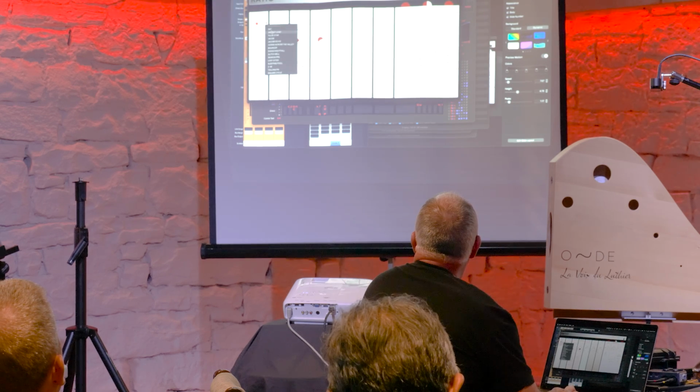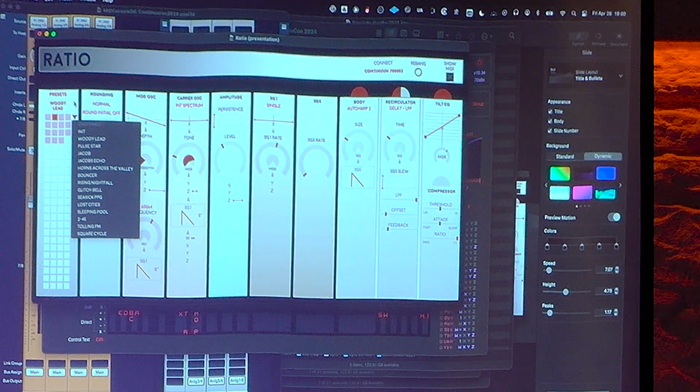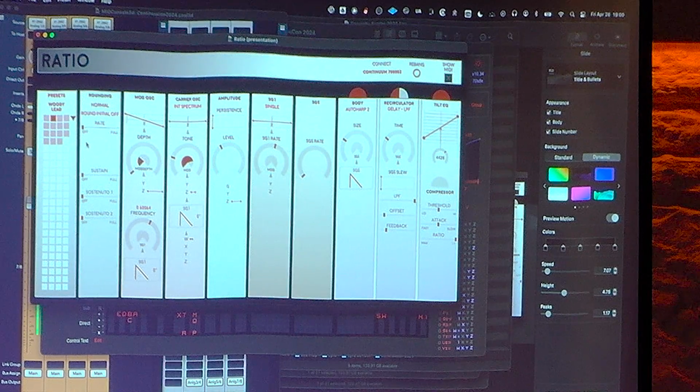So here are just some presets that I've been working on, experimenting with this thing. I'll play a few of these so you can hear some of the different things that can come out of this.